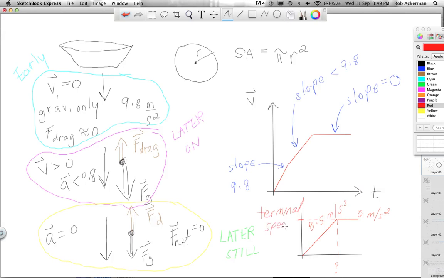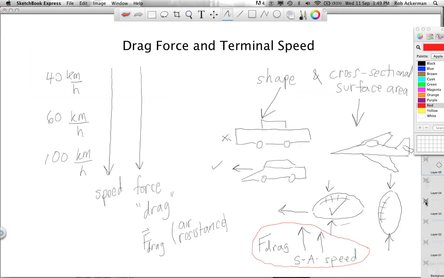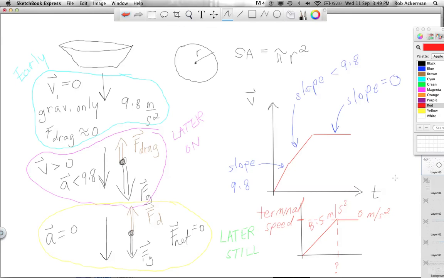And it is that maximum speed that an object can fall at, because at that speed, it's going so fast, remember this, that the drag force is so great that it exactly balances gravity, and you can't speed up anymore. You have 0 acceleration. It's called terminal speed. It's sometimes written v with the subscript TERM.